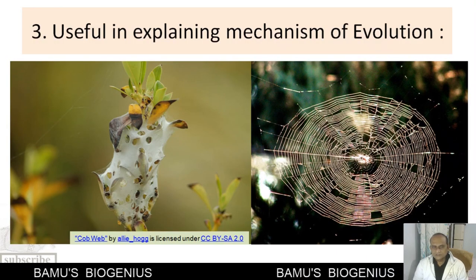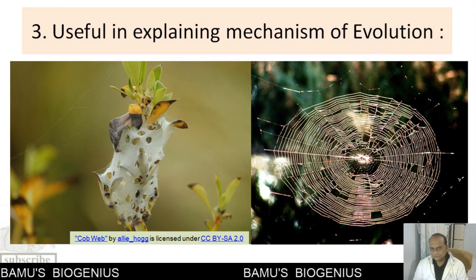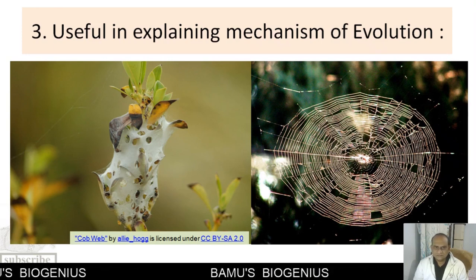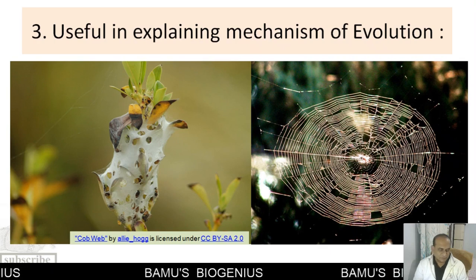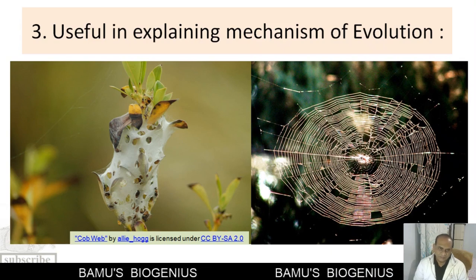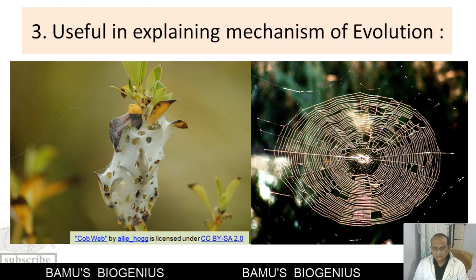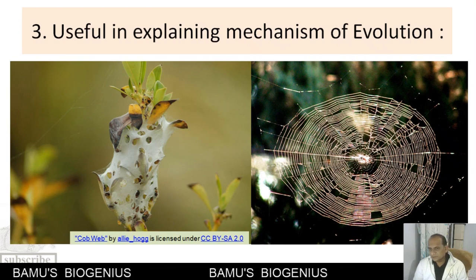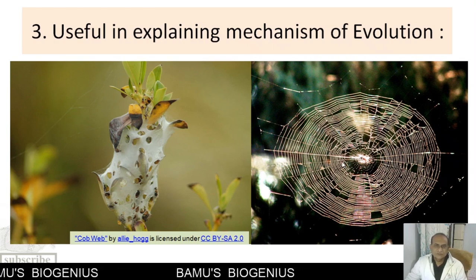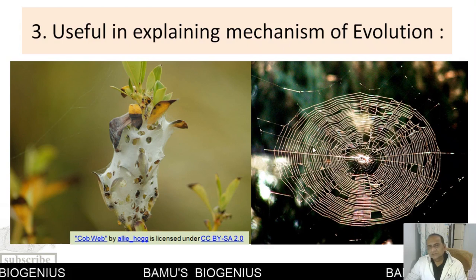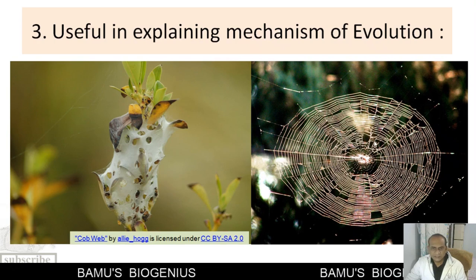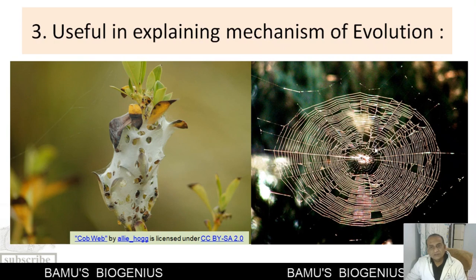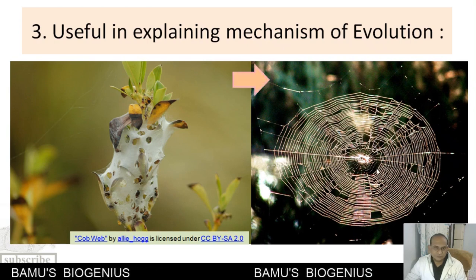Now the third application of cladistics is that it is very useful in explaining the mechanism of evolution. For example, in the case of spiders, there are two types of spiders, orb weaving or orb web spiders and cobweb spiders. People used to believe that cobweb building behavior is a primitive kind of behavior, and looking at the complexity of orb webs, it was speculated that cobweb behavior is more primitive and orb web weaving behavior is a more recent one, and that's why people used to believe like this.